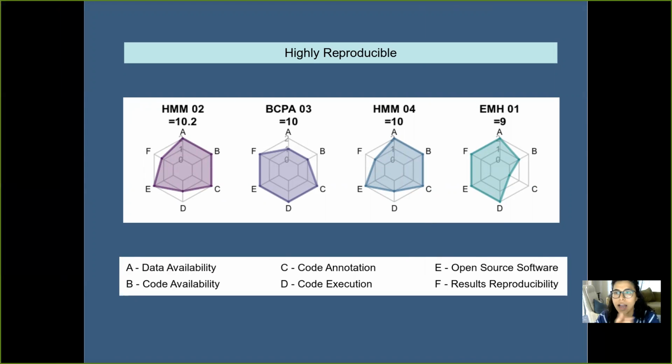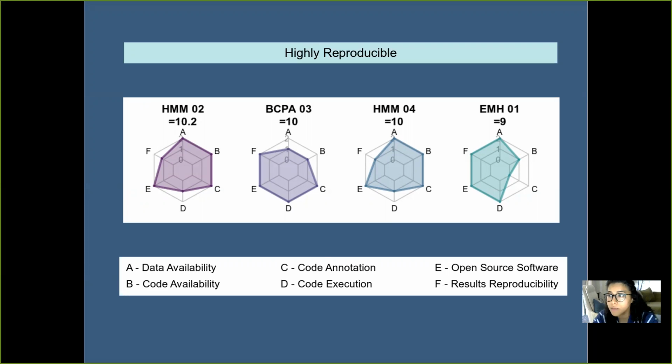Taking a closer look at the highly reproducible papers, I used radar plots. I thought they were fun, where each axis represents a criterion that I evaluated, ranging from 0 to 2, so the scores. And then there's a total score underneath the title. There were occasions, in EMH 02 and 04, so the first and third plots, where the codes that were provided were incomplete, and therefore I wasn't able to reproduce the results to their full extent. I had to write a bunch of those codes.